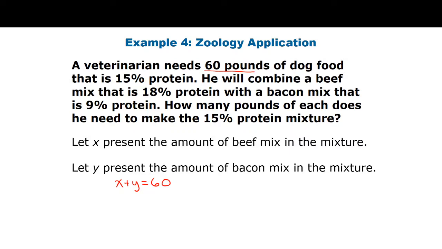All right, we know that the dog food is 15% protein, and he will combine a beef mixture that is 18%, so let's say 0.18x, and he's going to have a bacon mix that is 9%, so we're going to call that plus 0.09y, and those two added up together, we want that to equal 15% protein. All right, how many pounds of each does he need to make?